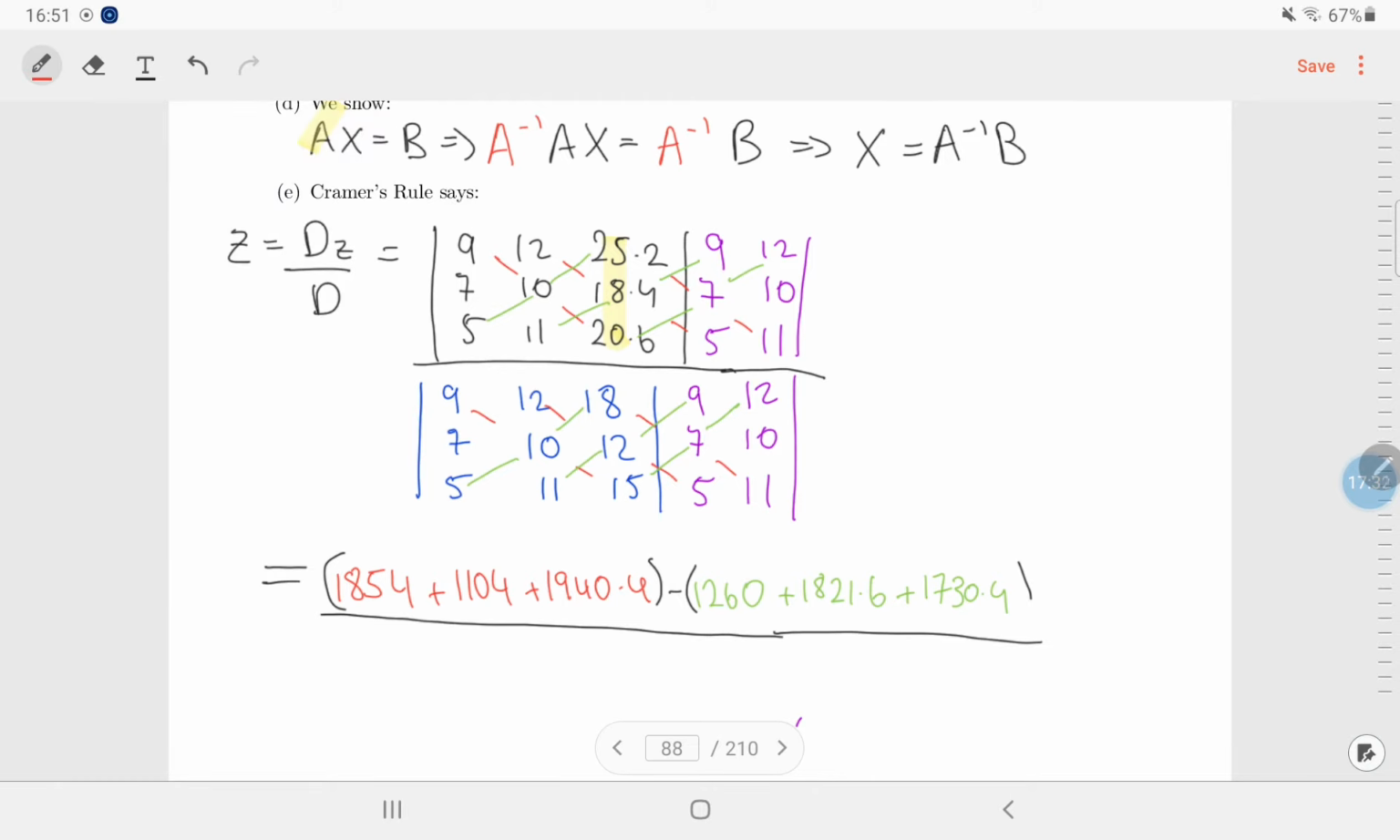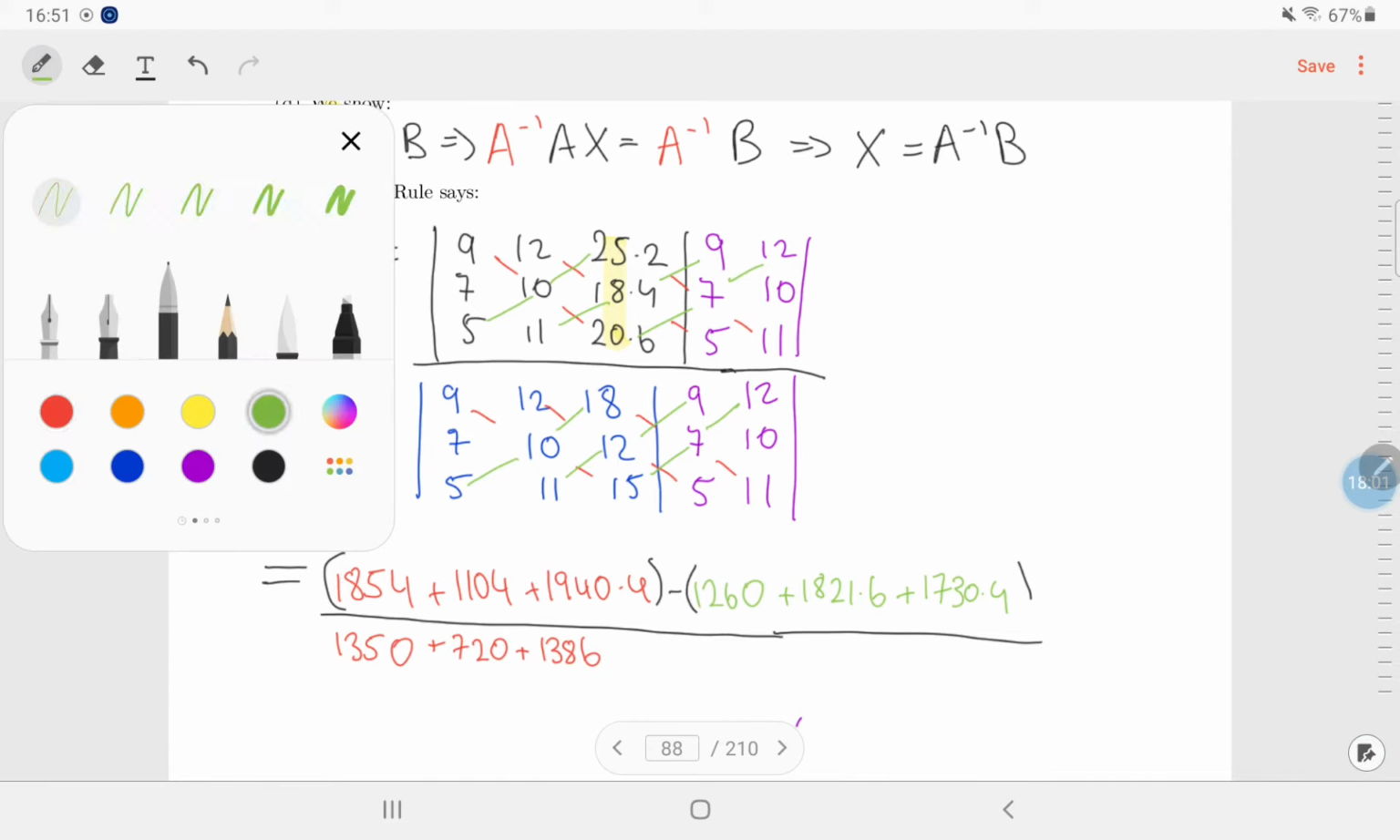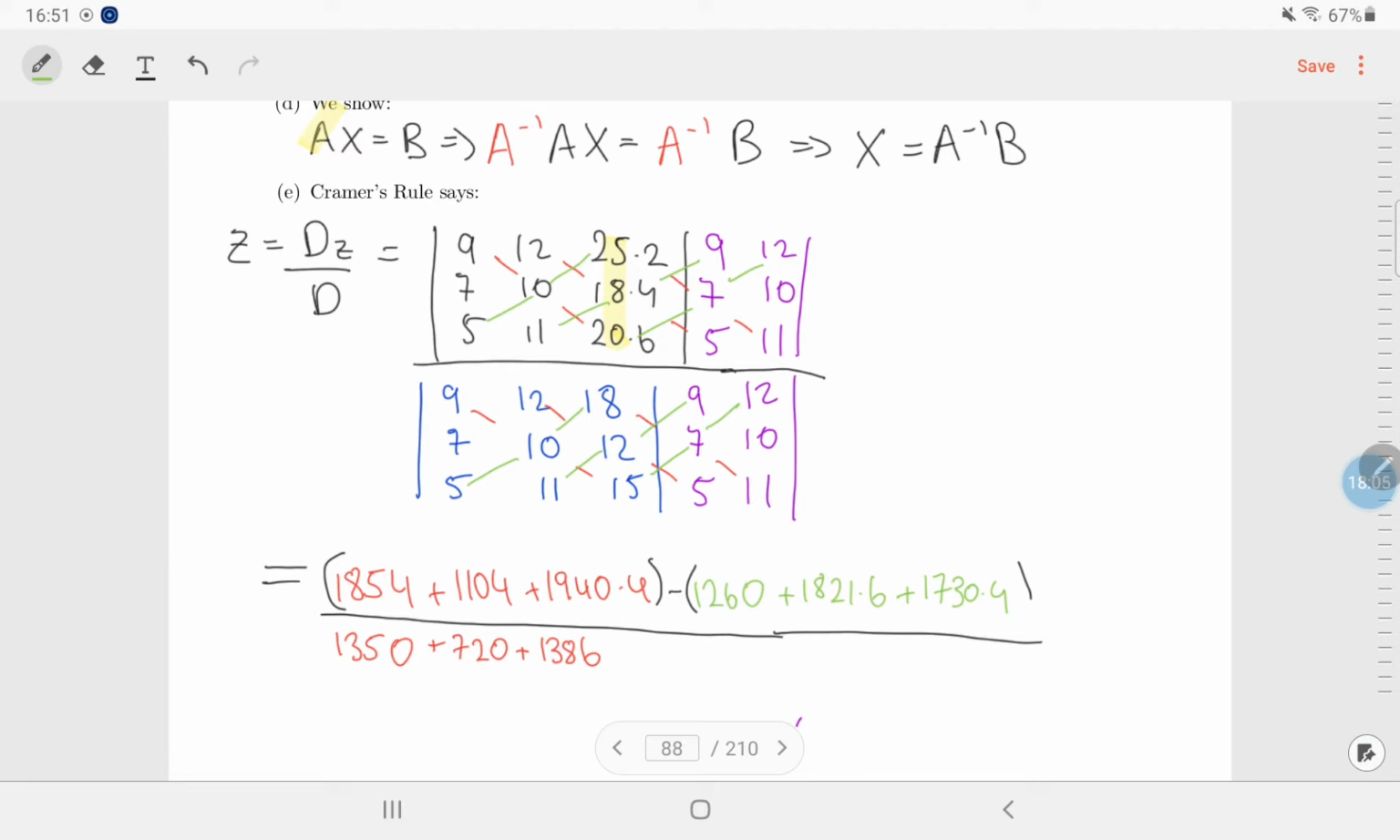The right down diagonals, probably a bit easier here: 9 by 10 by 15, plus 12 by 12 by 5, and the next one is 18 by 7 by 11. Take away left down diagonals for the bottom. The first one is 12 by 7 by 15. Next one is 9 by 12 by 11, it's 1188.